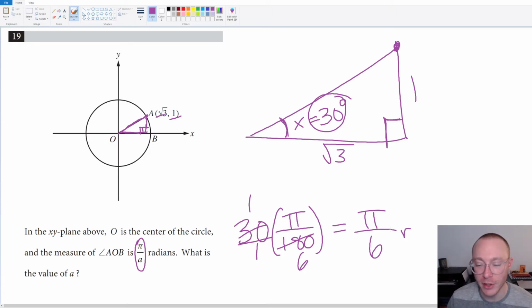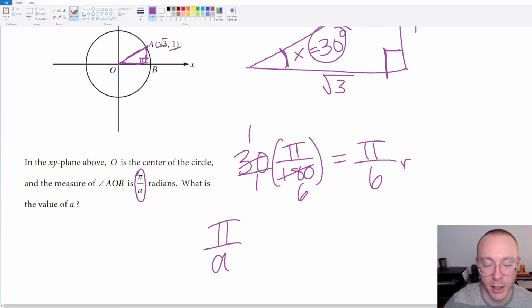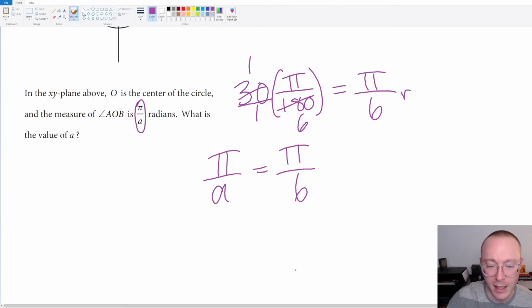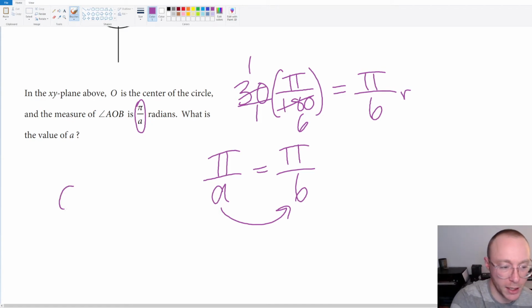And now we just have to take this radian and set it equal to the radians they gave us, right? They're saying that pi over a radians is their angle, and that's equal to what we just got, which is pi over 6 radians. And it then becomes pretty clear that a has to be equal to 6. And then we get our answer. A is equal to 6.